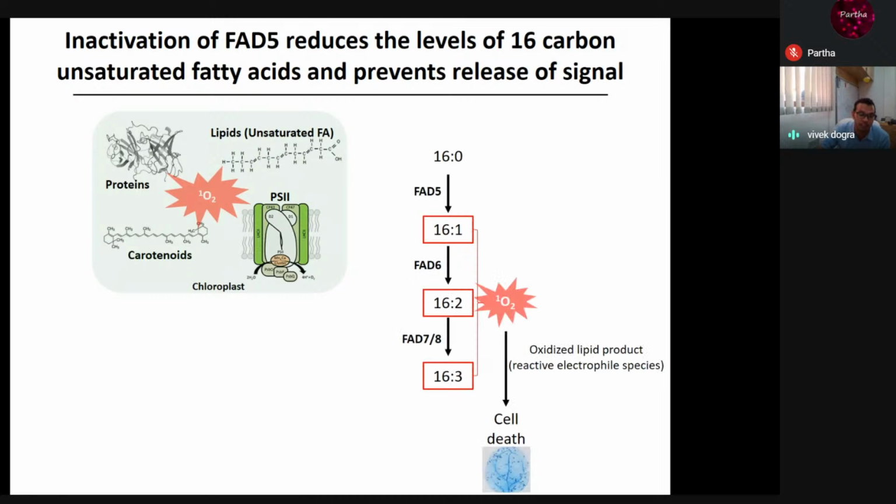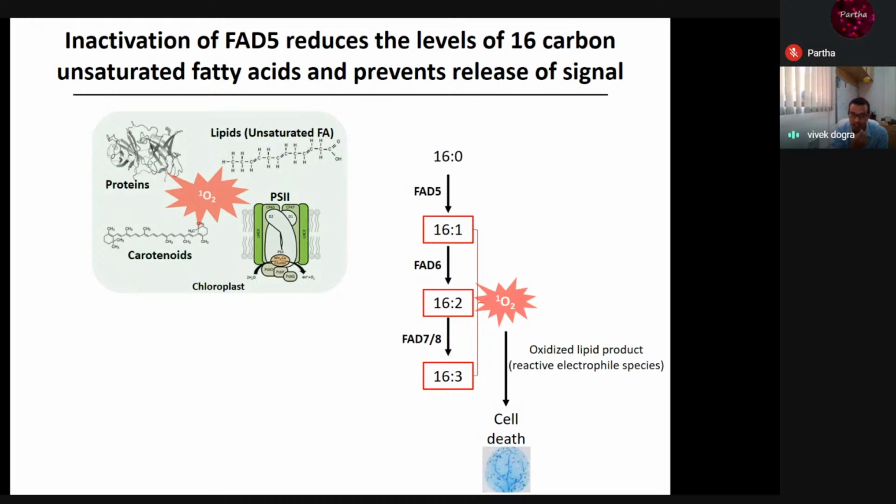Now, as we know, ROS can target molecules, and lipids are the molecules which are routinely targeted in the chloroplast. So we had a hope that probably lipid could be the substrate. And we found FAD5. FAD5 has a function to introduce the first unsaturation bond in the 16 carbon fatty acids. 16 carbon fatty acids are the prokaryotic fatty acids in the chloroplast. In the plant per se, they are only present in the chloroplast and in the mitochondria, and they are present in the bacteria. Otherwise, the plant cell has 18 carbon fatty acids as the most abundant fatty acids.